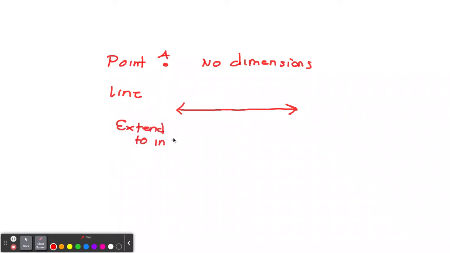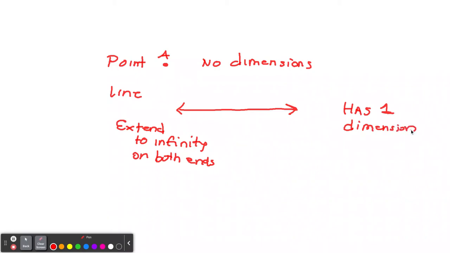To infinity and beyond. That's getting old, right? So they extend to infinity on both ends. That's what a line is. And by the way, a line has one dimension. So a point has no dimensions, a line has one dimension. And on a line, you can have points, right? That could be point A. We'll just use A and B, why not?